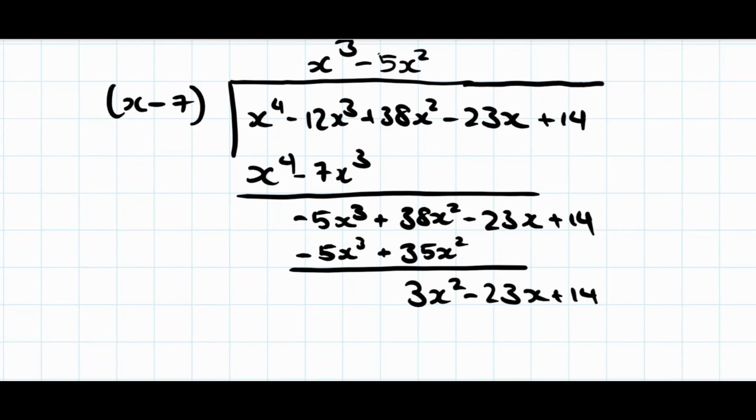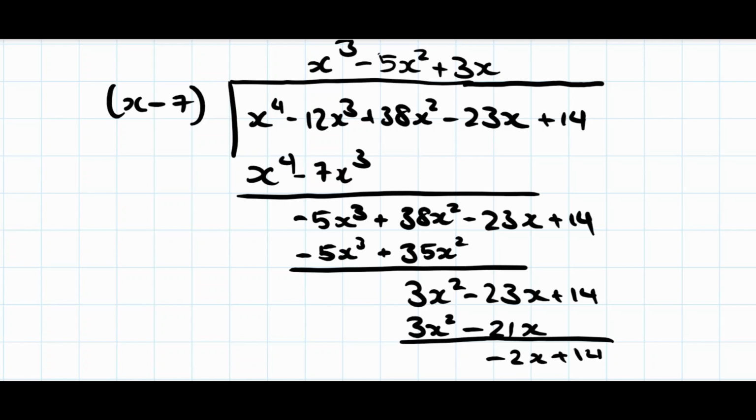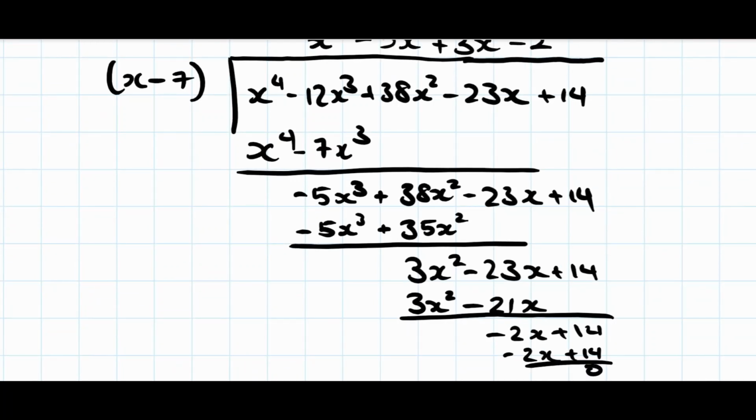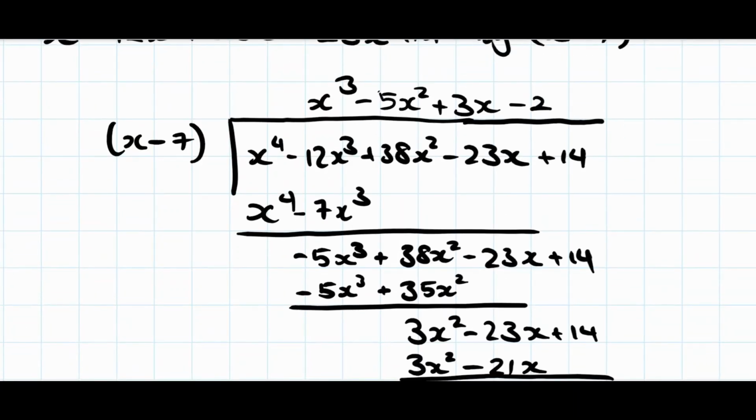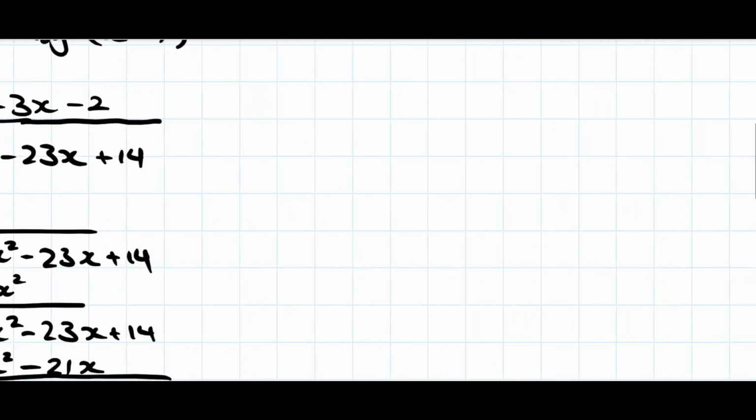And then we're going to add a 3x now, because we want to subtract the 3x. So 3x squared minus 21x. And then when you subtract that, we'll get minus 2x plus 14. And to end that, then we'll just put a minus 2, which then should give us a 0. So this is where you would usually end a polynomial division.